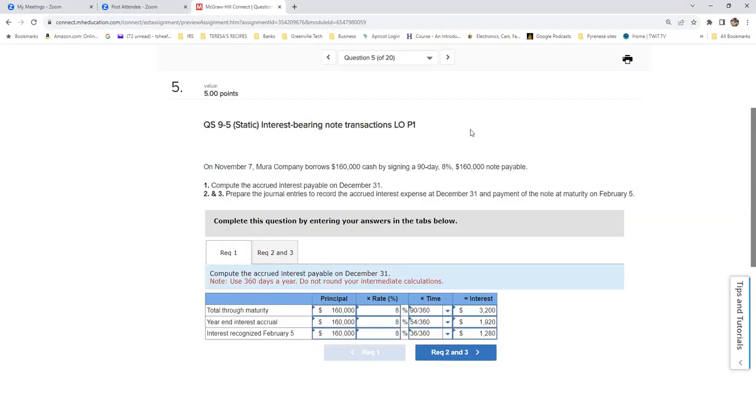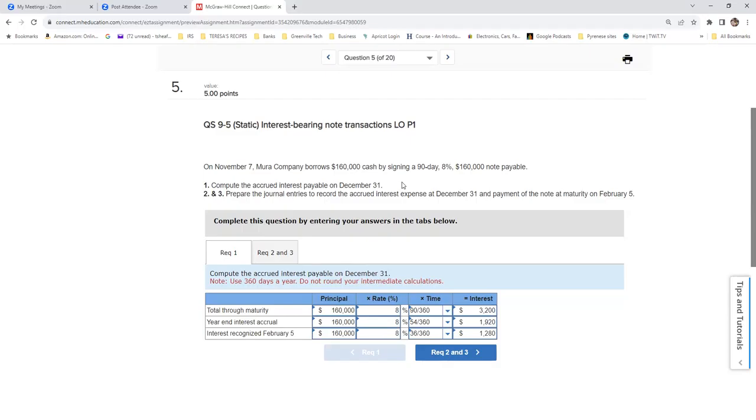Okay. On problem number 5, you have requirement 1 and then requirements 2 and 3. On November 7th, Mirror Company borrows $160,000 cash by signing a 90-day, 8%, $160,000 note payable. Now, what makes this easy? Well, I take that back. On this one, it's not so easy. This is going to be divided up between the current year and next year, so we have to break it up to know how much interest is going to be charged this year and how much is going to be charged next year.